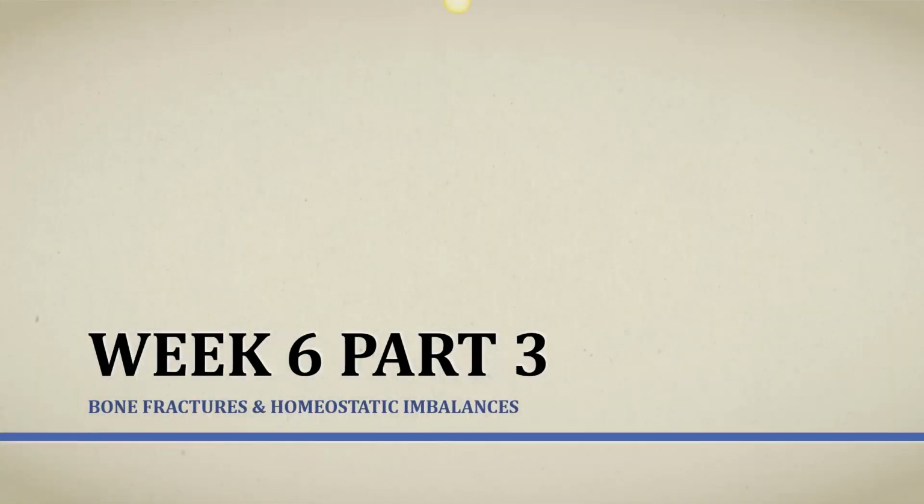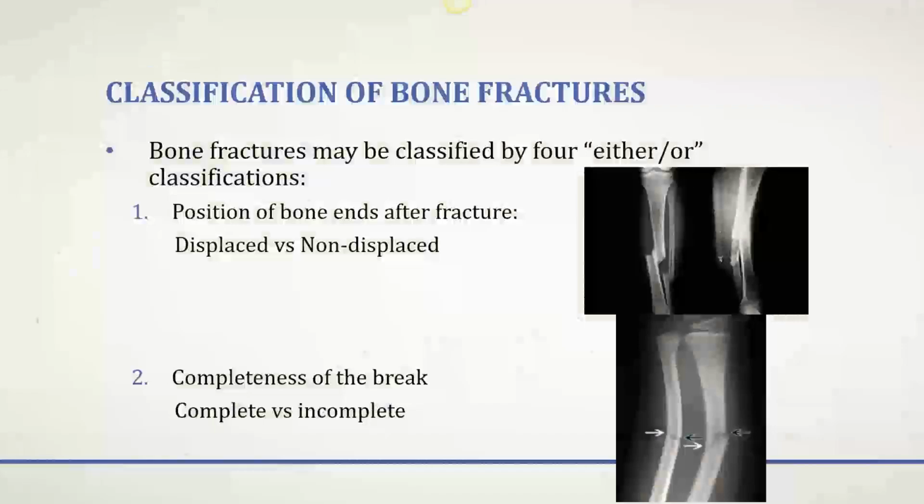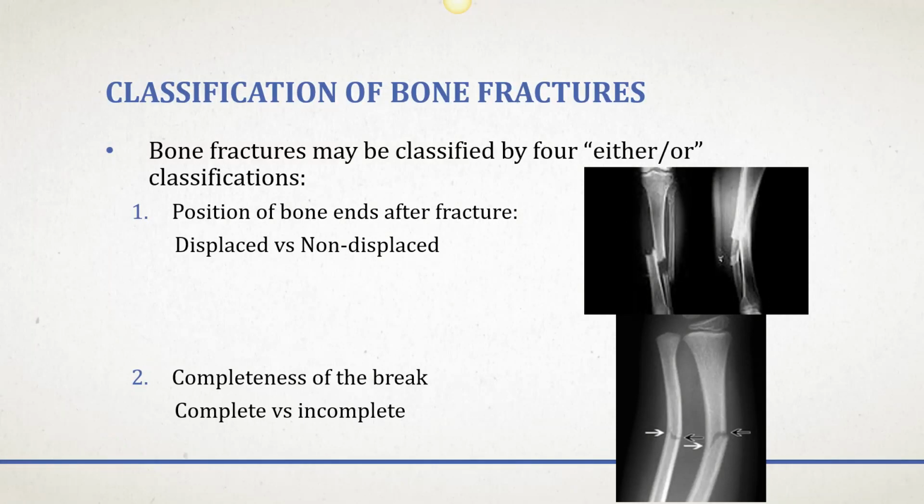Part 3, bone fractures and homeostatic imbalances. There are different classifications for bone fractures. One of them is based on the position of the bone ends after the fracture. Displaced means that the bone ends are no longer in alignment, while non-displaced means the bone ends are still in alignment. Here you can see that the end broke and they're not aligned anymore, while over here you can see that the bone is still in alignment.